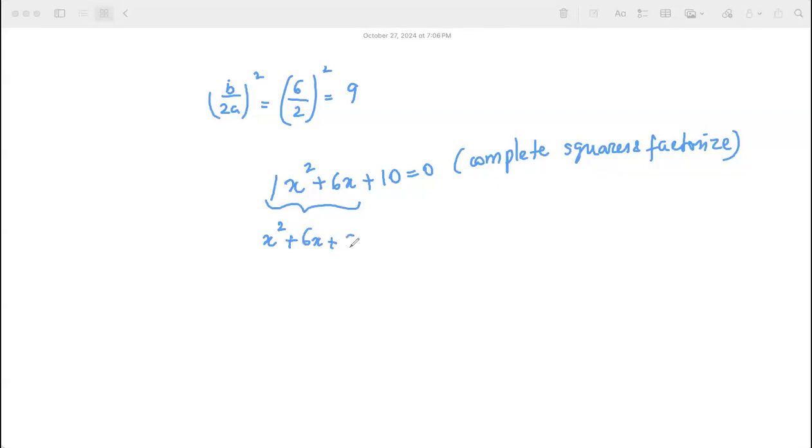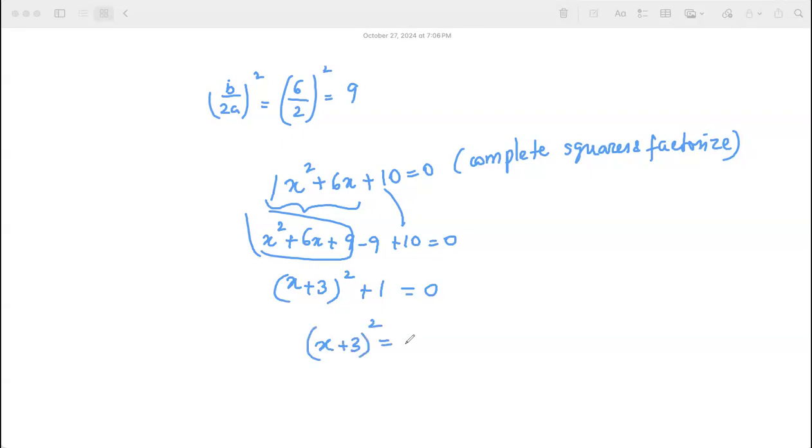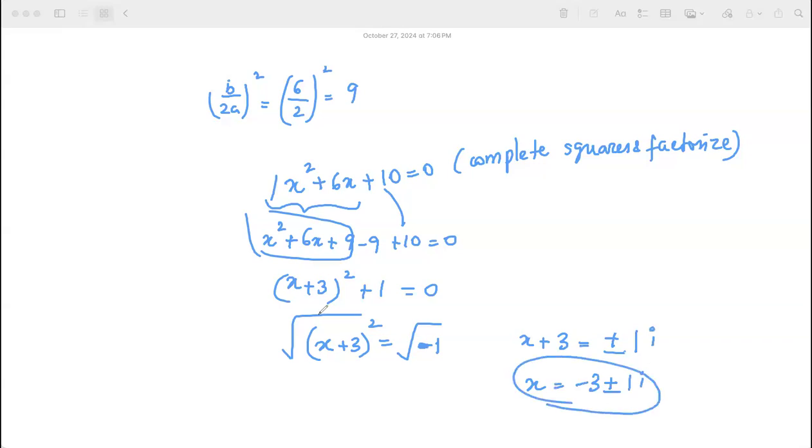So I will rewrite this plus 9 minus 9 and then write this plus 10. This will be a square term: x plus 3 the whole square plus 1 equal to 0. Now x plus 3 the whole square equals minus 1. Taking square root on both sides, x plus 3 will be equal to plus or minus the square root of 1, which is 1, but because of the minus inside the square root, you get the i. Now x will be equal to minus 3 plus or minus 1i. Any questions?